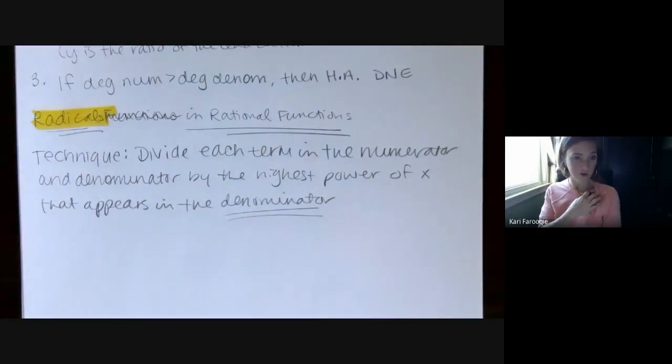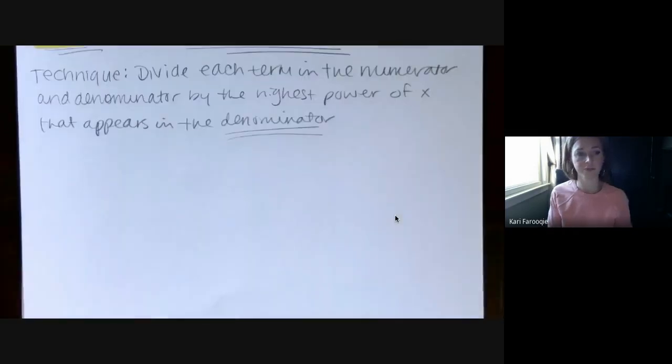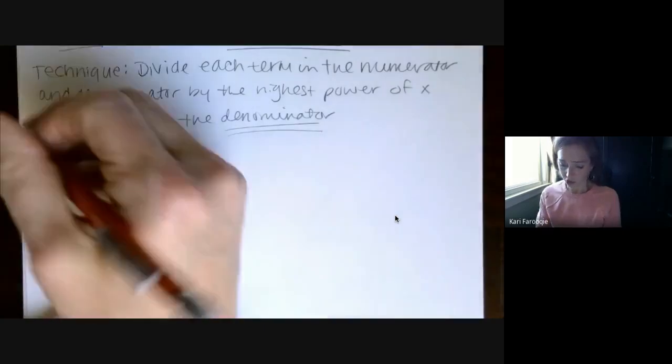But I'm going to give you 2 examples of this. In one case, we're going to have the radical in the numerator, and in the other case, we're going to have it in the denominator. You kind of see the difference between the two. These can be tricky.